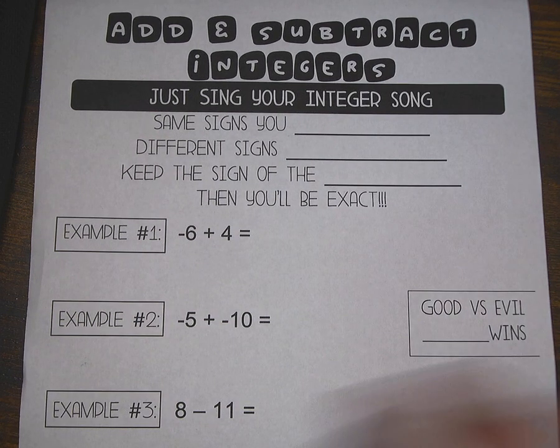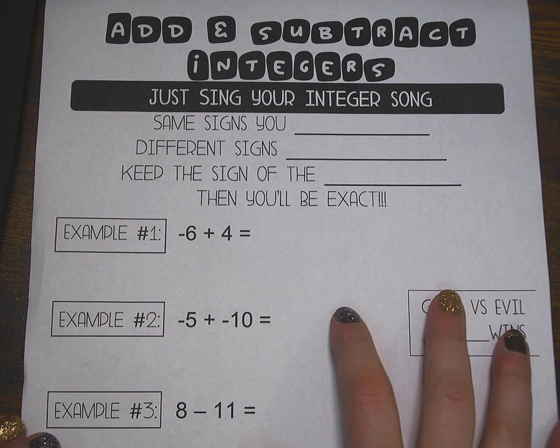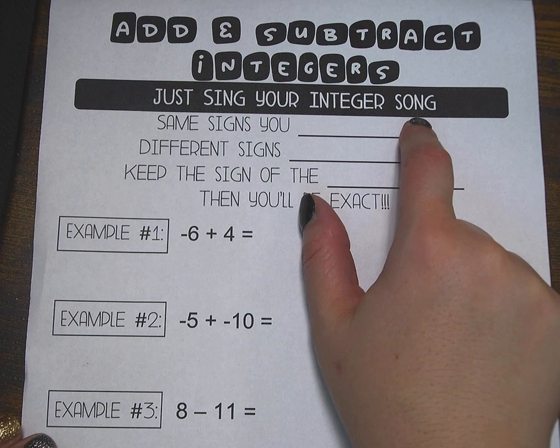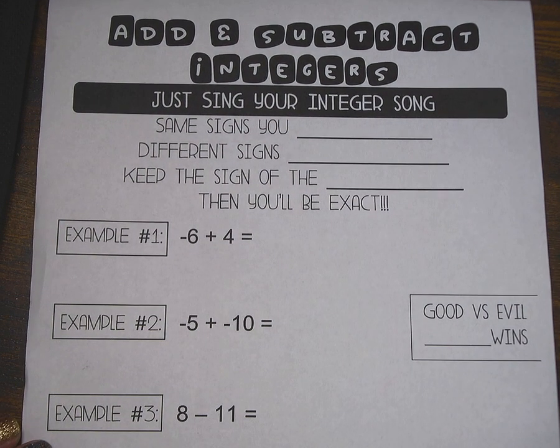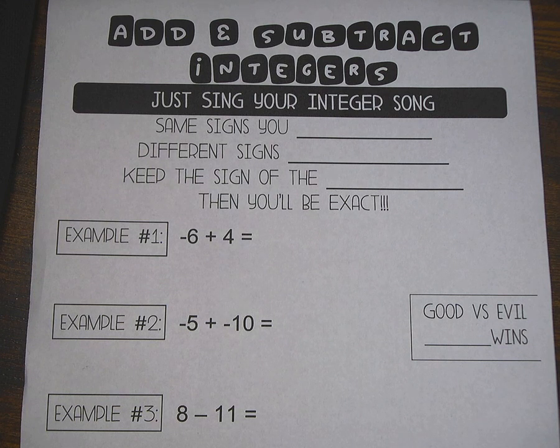Okay, so we're still going to use the same strategies. We're still going to circle and separate and create a table. So there is an integer song for adding and subtracting integers. Don't worry, we'll sing it as a class. If you don't sing, then you have to sing by yourself, so make sure that you are participating when we sing. All right, so the song goes like this.